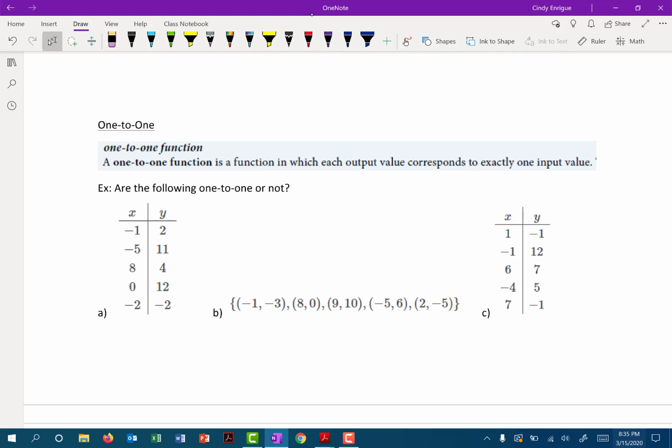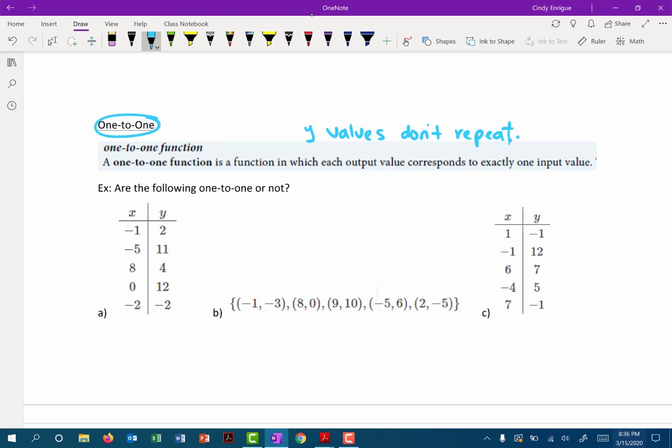Now, I want to define a one-to-one function. A one-to-one function is a function in which each output value corresponds to exactly one input value. And if you're like, what in the world is she trying to tell me? It's just saying that my y values don't repeat. So that is going to be our definition for one-to-one.